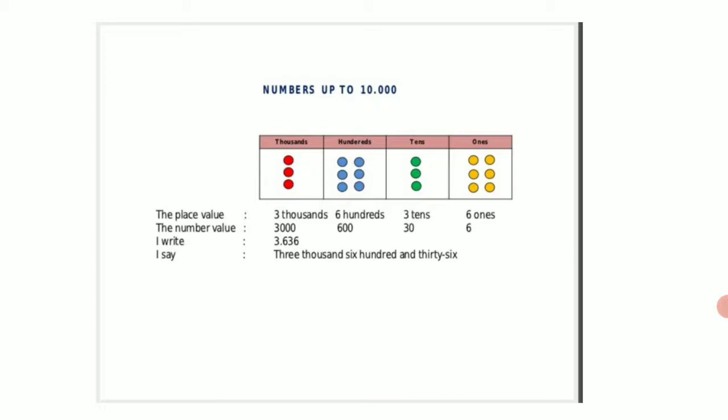Which means 3 into 1,000 is 3,000. 6 into 100 is 600, 3 into 10 is 30, and 6 into 1 is 6. When we add up all these numbers, 3,000 plus 600 plus 30 plus 6, we get the compact form as 3,636, and we read the number as 3,636.